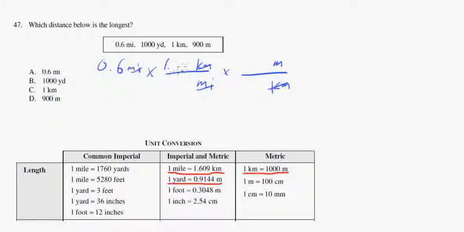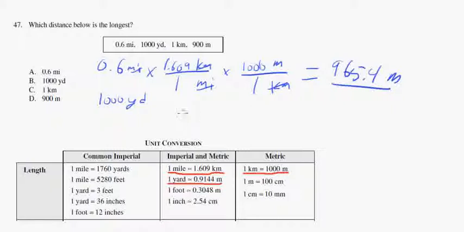Well, we know that 1.609 kilometers is equivalent to 1 mile. We know that 1,000 meters is equivalent to 1 kilometer. So when we calculate this out, we'll get the following number. Okay, so 0.6 times 1.609 divided by 1 times 1,000. So this is 965.4 meters. Okay, so we immediately know that it's not going to be this one. This one's too small.